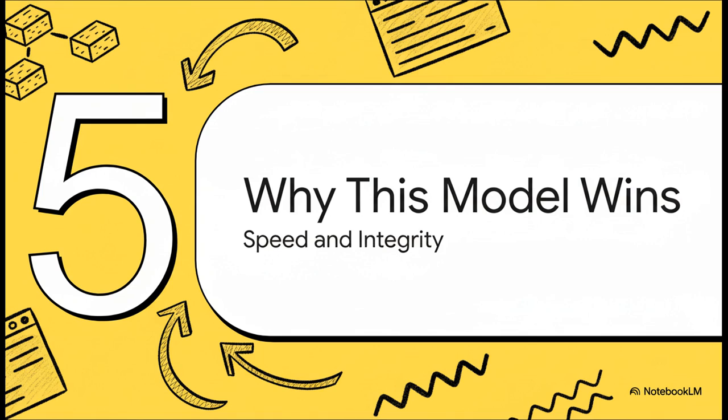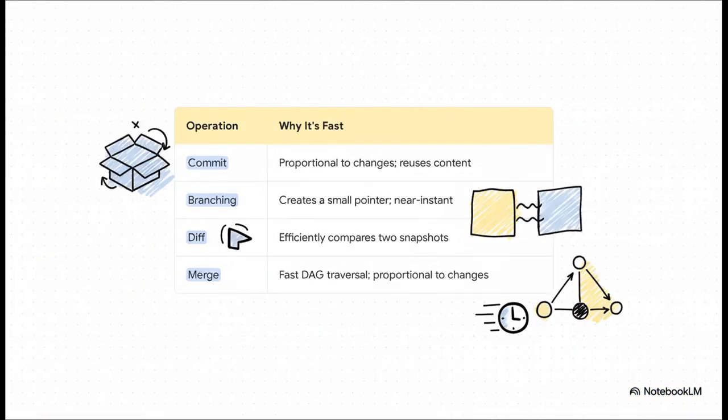Okay, that was a lot of theory. But let's land the plane here. Why should you care about any of this? Because this elegant internal model is the direct reason why Git gives us that incredible speed, ironclad integrity, and amazing flexibility that we all rely on every single day. This right here brings it all together.